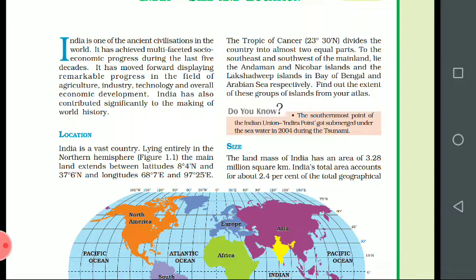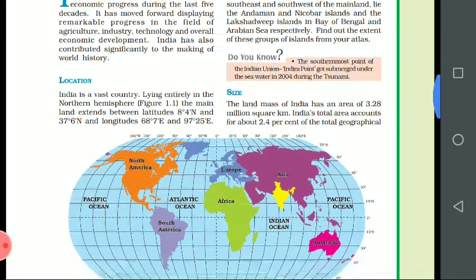The Tropic of Cancer passes through the middle of India, which divides India into two parts. While the southern part falls in the tropical zone, the northern half lies in the subtropical zone. Do you know, children? The southernmost point of the Indian Union is Indira Point, which got submerged into water in the 2004 tsunami. Now we will discuss the size of India.